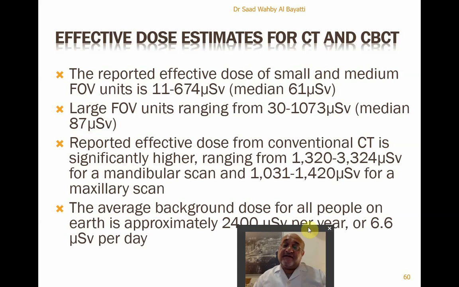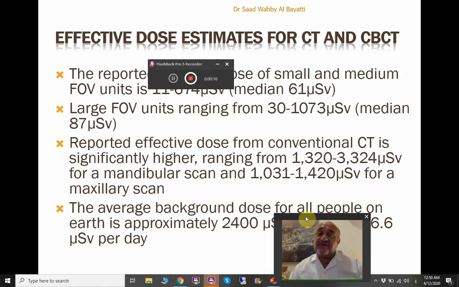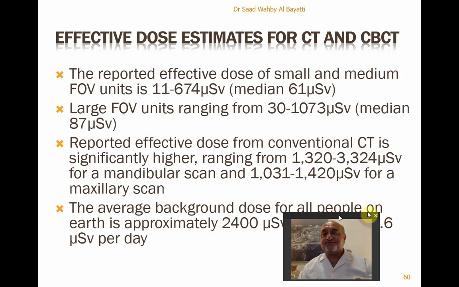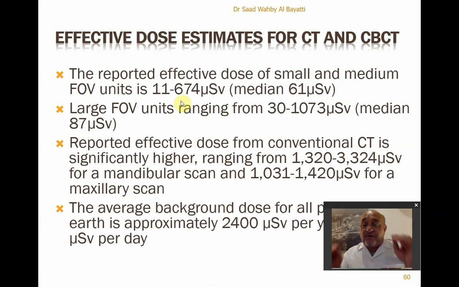Now let us have an idea about the effective dose estimates for the CT CAT scanners and the cone beam CT. Of course, this varies. Here we can't give a number. It depends again on the exposure parameters. But a dose from the small and medium field of view ranges between 11 to around 674 microsieverts. Average is around 61 microsieverts.